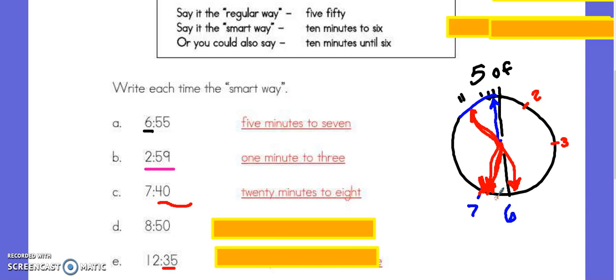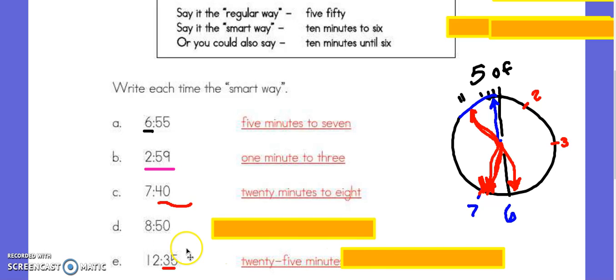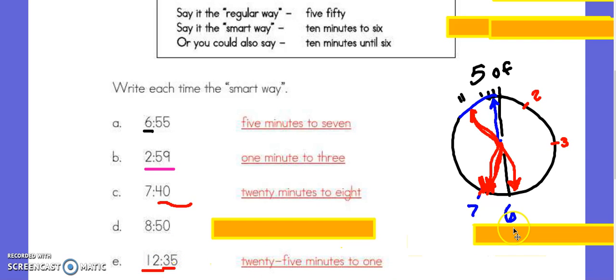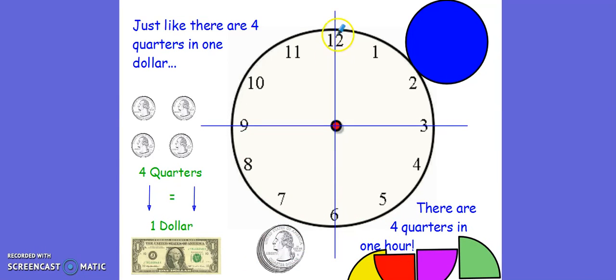45, 55 is 20 minutes, plus 5 more minutes is 25 minutes towards the next hour. 25 minutes towards, in this case, what would I say? 1 o'clock. Because now my ticker, my hour ticker, is moving towards the 1 o'clock hour. 25 minutes towards 1.